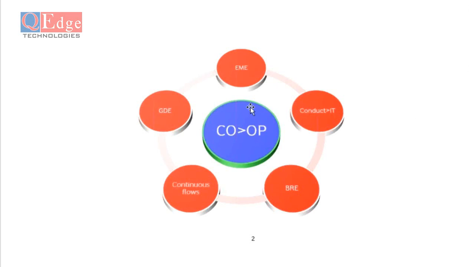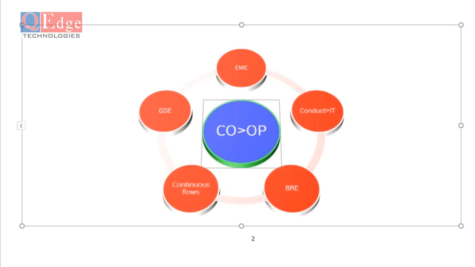The different types of products that Ab Initio provides are the Co>Operating System, Conduct>It, BRE, Continuous Flows, GDE and EME. First, what is the Co>Operating System? The Co>Operating System is an environment which is used for integrating, developing, and designing the graphs. This is the heart of Ab Initio, and it manages all the products that you have.